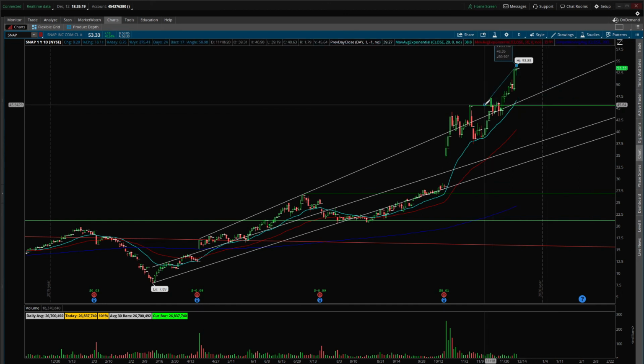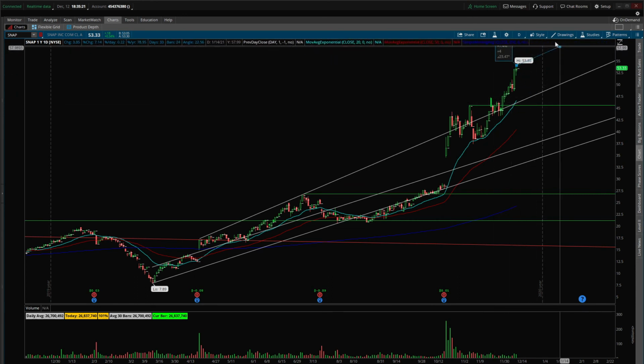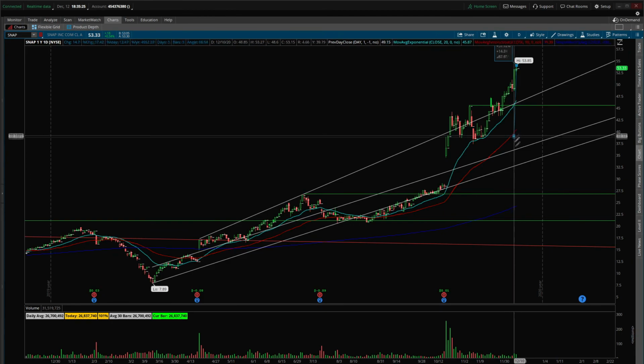But yeah, that's the chart for Snap here. Certainly a bullish chart, but very extended right now in the short term. I expect a pullback.